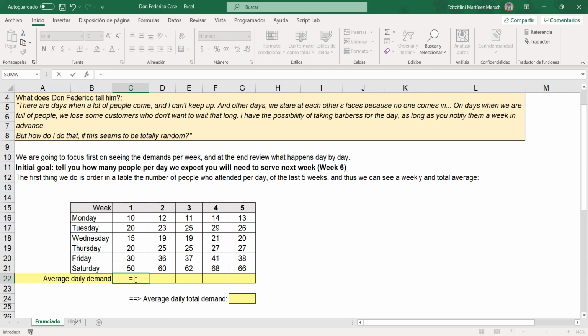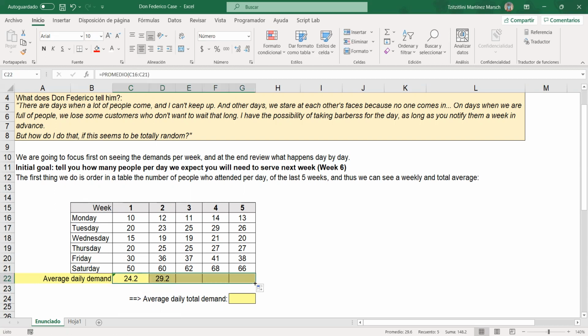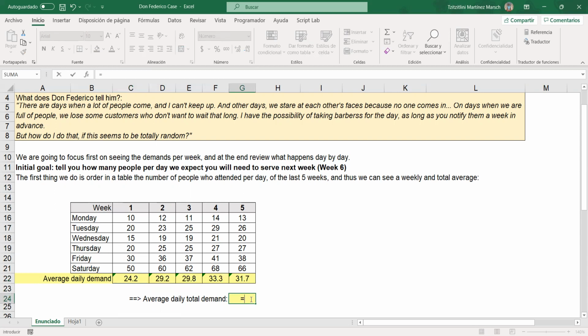So we're going to put average. Okay, and we're going to pull our formula. And then we're going to try to find the average per day of the whole 5 weeks. So again, we'll do an average of the averages. And this number is the same number as if I was doing the average of the whole days. Okay, so I have the same number. Just so you can see it, we have the same number.